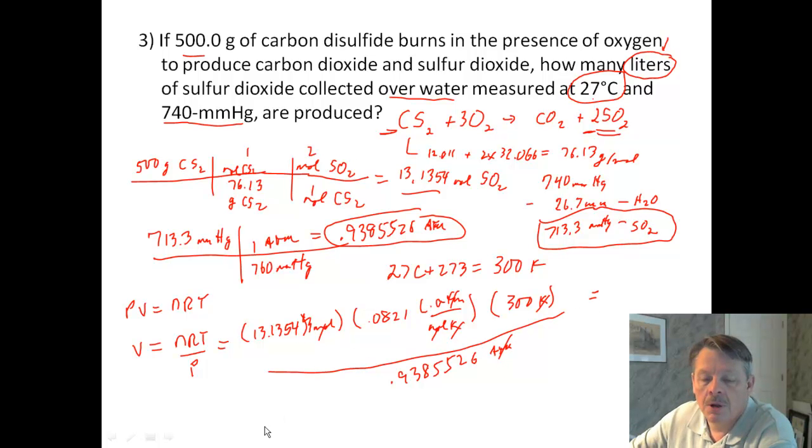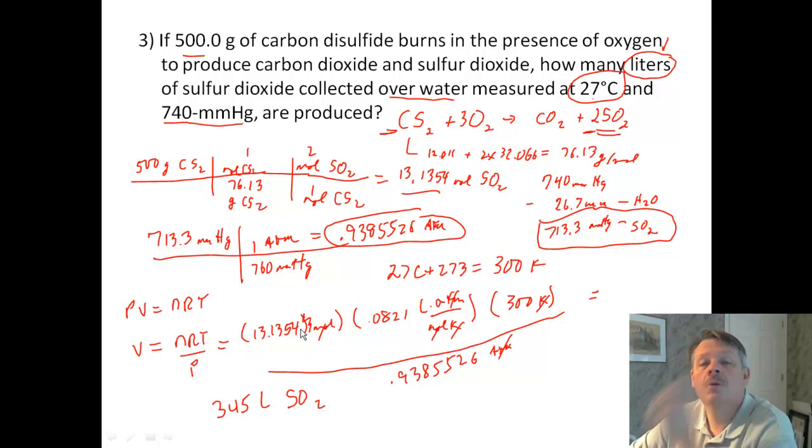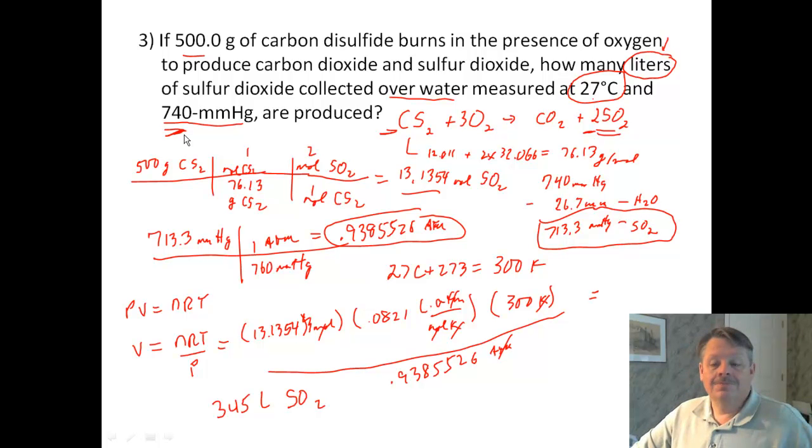And when I'm all done, I multiply all this out, I get about 345 liters of SO2. We probably have to take that down to 2 sig figs because of this guy, so it's 350 or maybe 340. I don't remember how I rounded. But anyway, that's your answer.